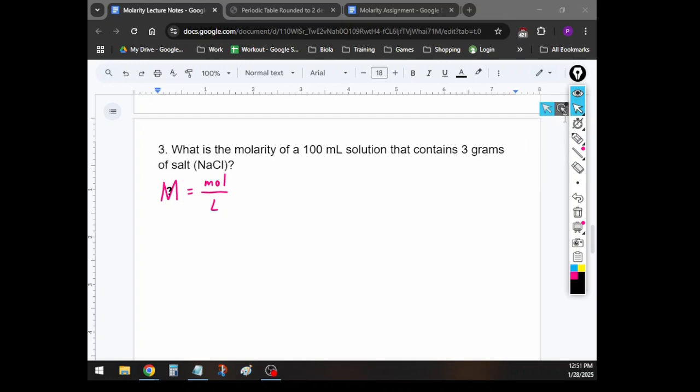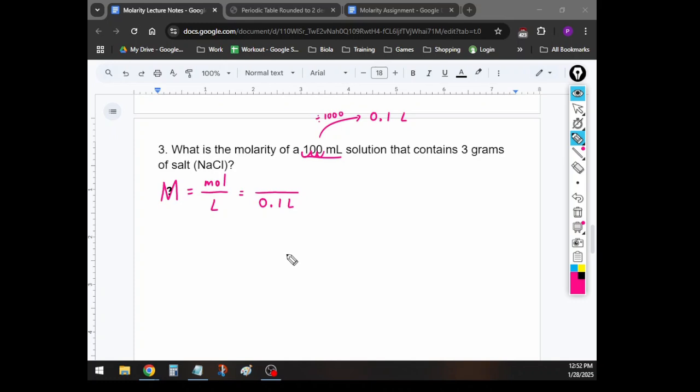Okay, so it's asking what's the molarity of a 100 milliliter solution. So this is 100 milliliters. What do we need to do with this number? Divide by 1,000. Exactly, divide by 1,000 because that gives us liters. Or you can move the decimal 3 times to the left. That'll give you 0.1 liters, and that's what we're going to plug in on the bottom right here. 0.1 liters. And is it 3 moles?